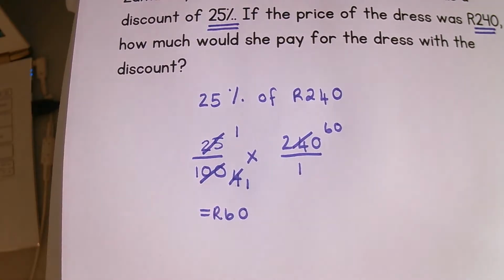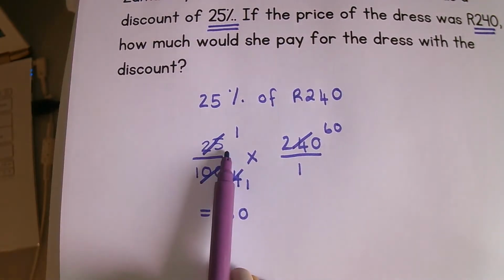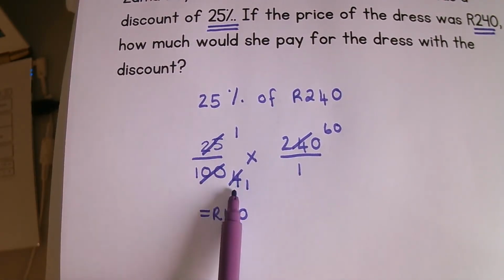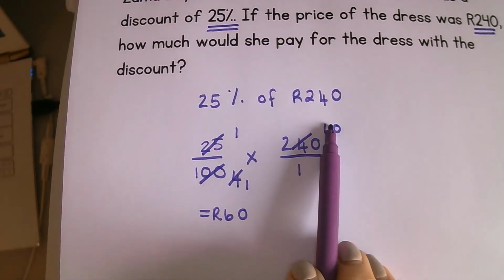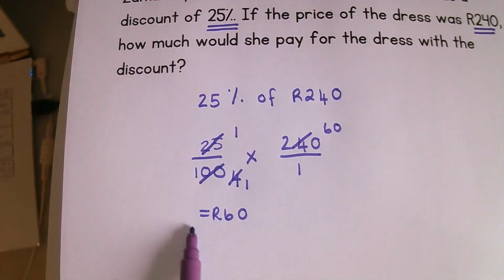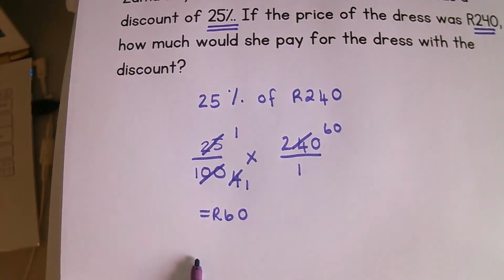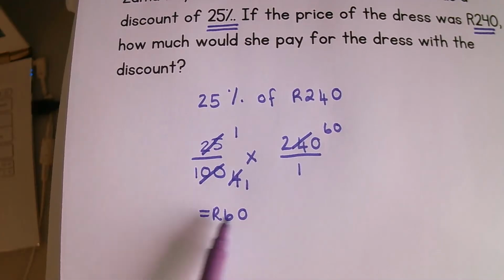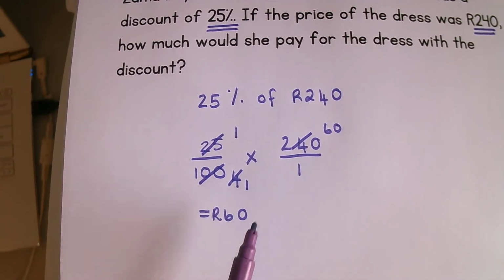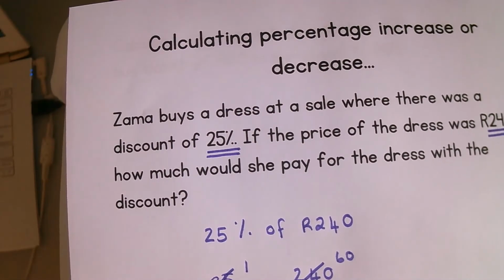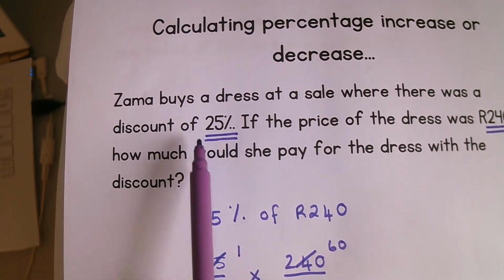Rand. All I did was simplify the 25 over 100 to 1 over 4. I could see that the 4 could go into 240 and make it 60, then times top with top, bottom with bottom. And that is my discount. So 25% of 240 Rand is 60 Rand. Now that's not the end of it. That's just the discount that Zama has received. Remember, it says that Zama buys a dress at a sale and she gets a discount of 25%.